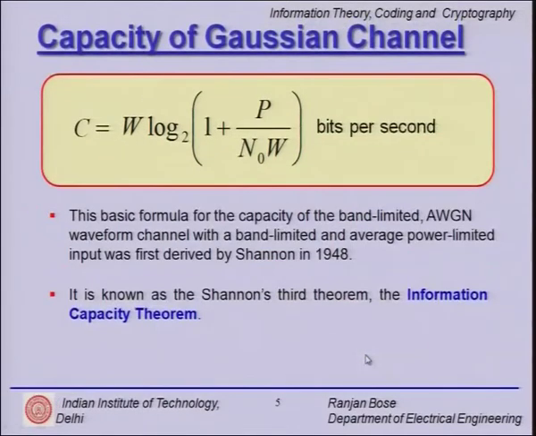So, if you just observe this for a second, it was derived in 1948 by Shannon, and it is called Shannon's third theorem and also referred to as the information capacity theorem. C is the channel capacity. So, information capacity and channel capacity are being used interchangeably.